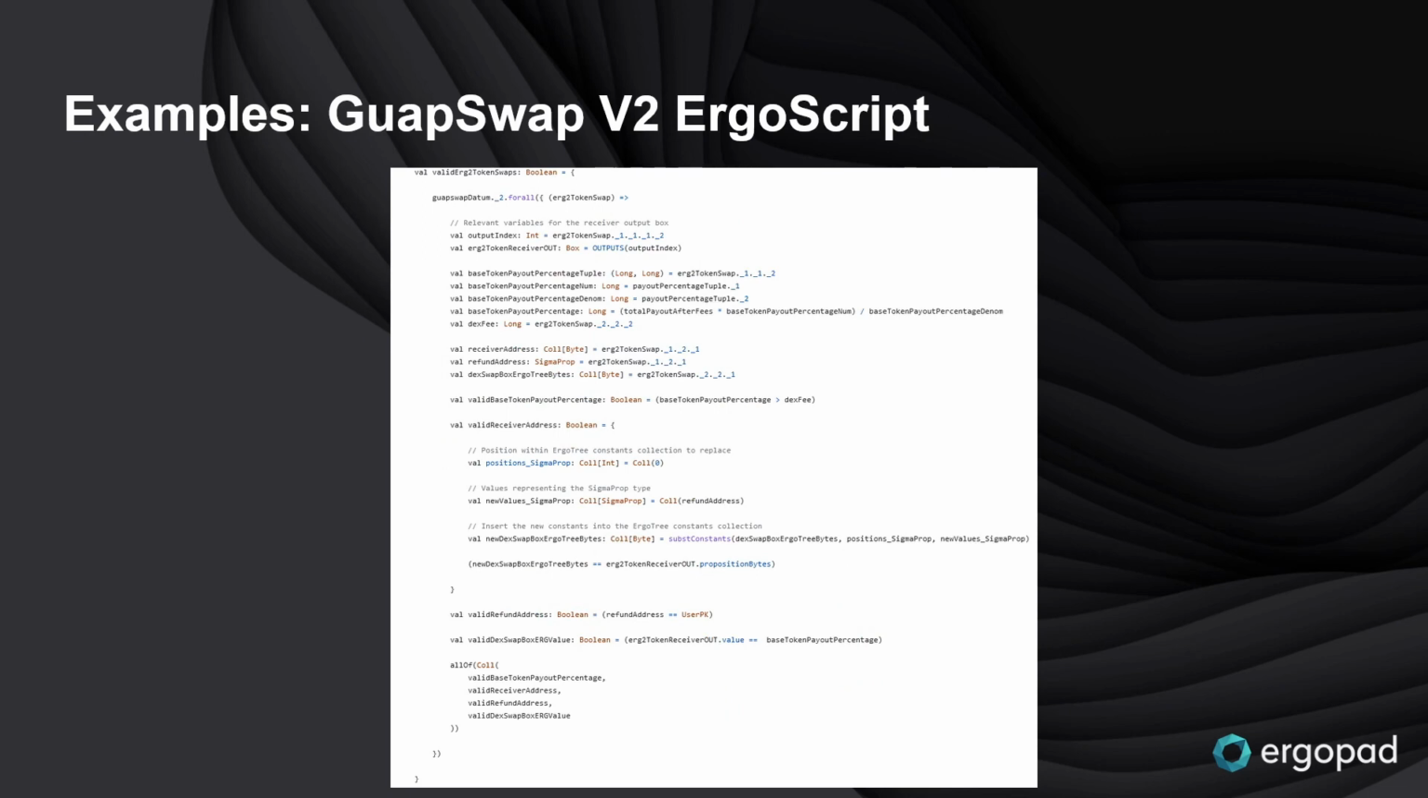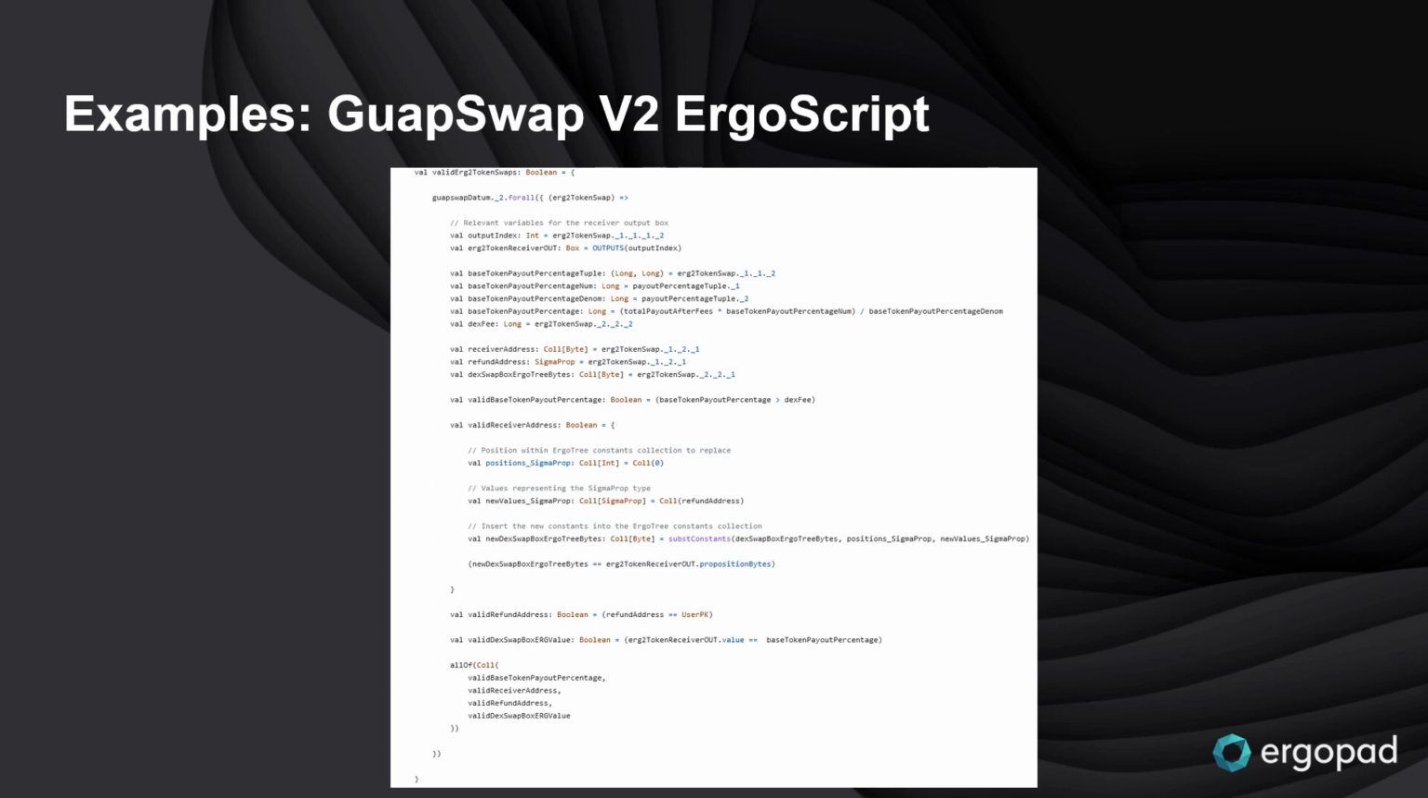So this is just a section of the Erg to token guards Ergoscript contract. Here we have the GWAP swap datum. This just has information about the particular swap the user wants to do. In this case, it'll be all information relevant to erg to token swaps.